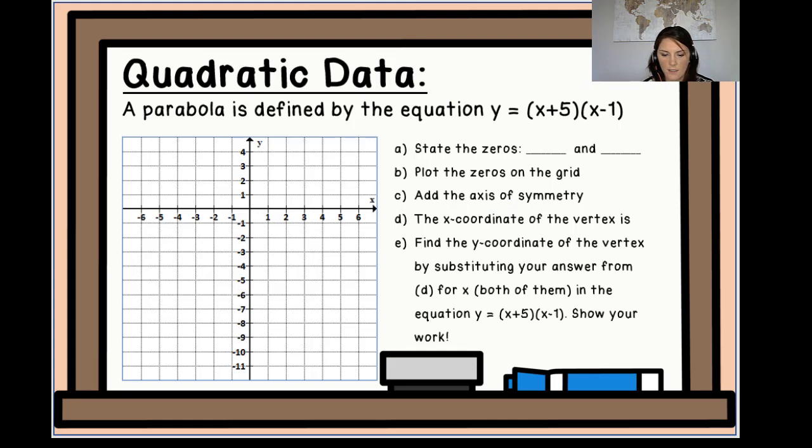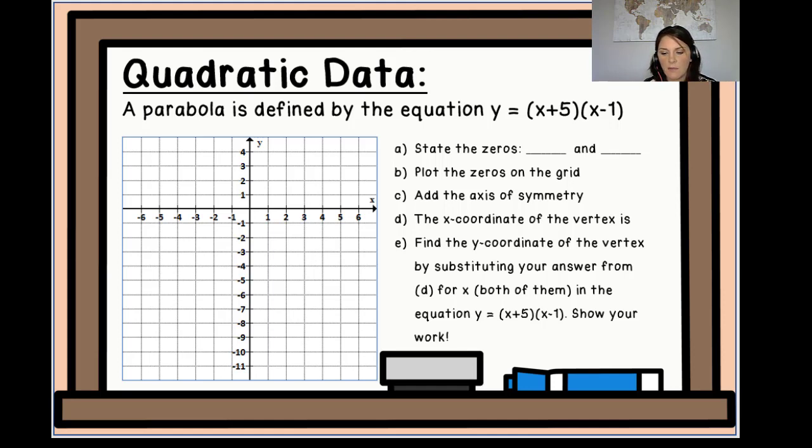Okay, looking at our next example. So a parabola is defined by the equation y equals (x plus 5) times (x minus 1). So we're going to state the zeros, then we're going to plot the zeros on our grid, and then we're going to add the axis of symmetry. So let's go ahead and do that.